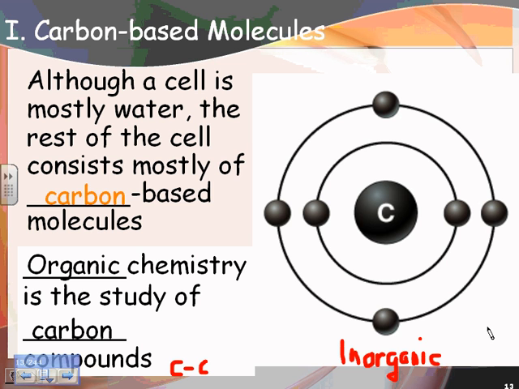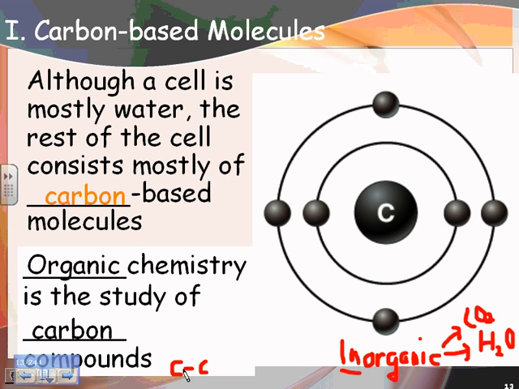Inorganic chemicals are things like water, H2O. No carbon at all. Or another inorganic molecule could be carbon dioxide, CO2. Only 1 carbon, it's still inorganic. That's the opposite of organic. Organic means you need at least 2 carbons.